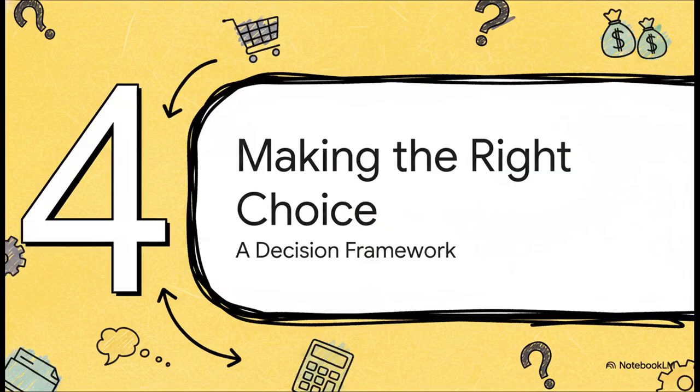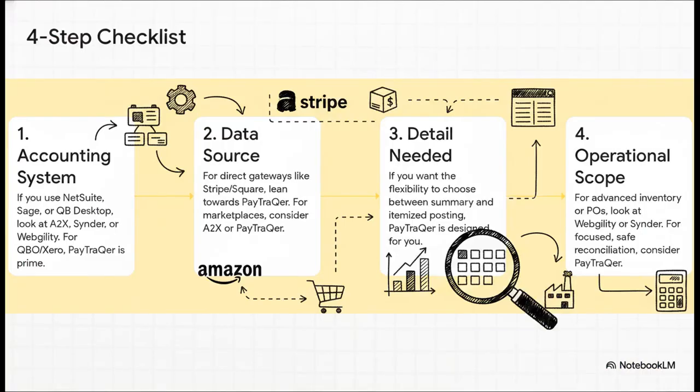Okay, I know that was a lot of information. So let's boil this all down into a really simple framework to help you find your perfect fit. It honestly just comes down to answering four quick questions about your business. Seriously, just walk through this list. Number one, what accounting system are you on? That's going to narrow down your choices right away.